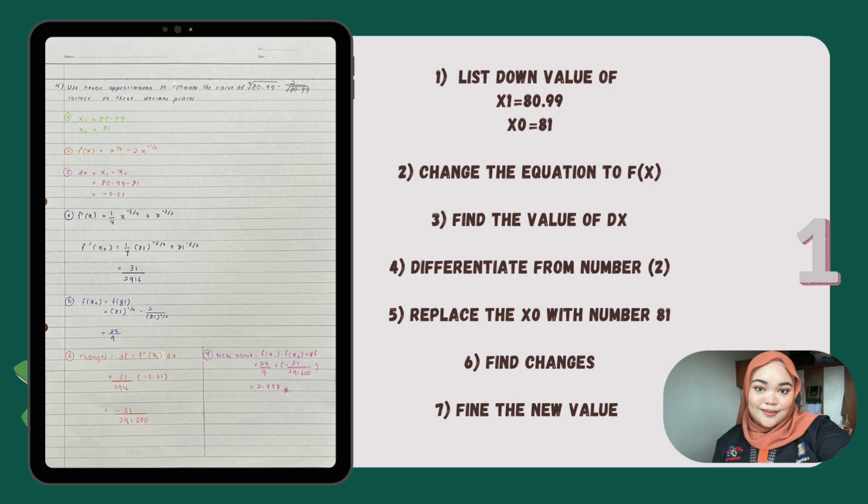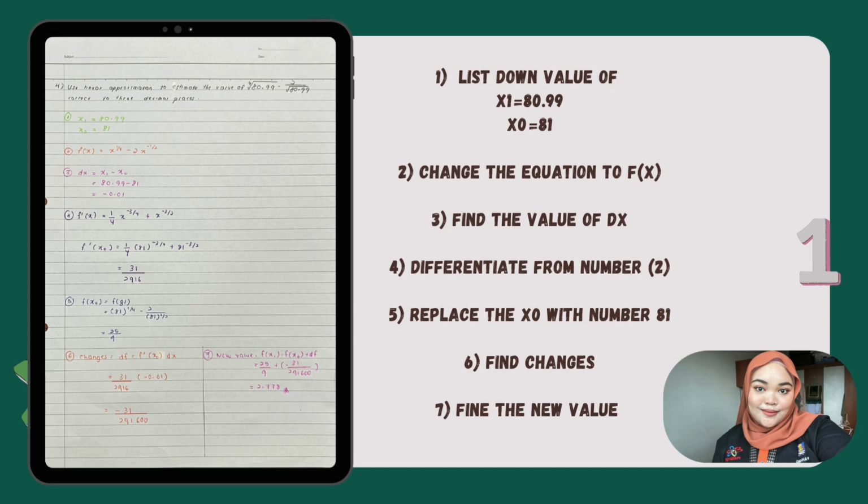So let me continue with the next question, which is question 4. The question is: use linear approximation to estimate the value of the square root of 80.99, to the power 4, minus 2 over the square root of 80.99. So for the first step, you need to find the values of x1 and x0. So x1 equals 80.99 and x0 equals 81. It is because you just take from 80.99, as the 0.99 is more than 5, so you just take it as 81.